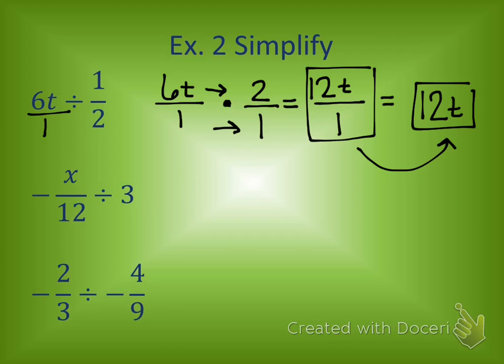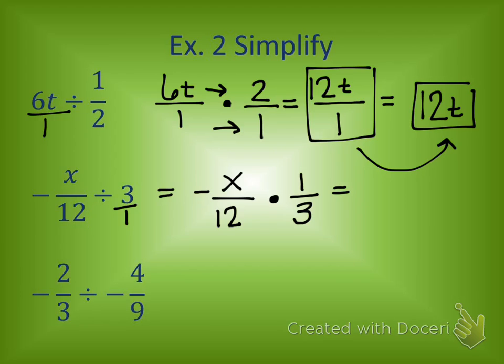All right? Next one. First step. What's my first step? The K in the KFC. Keep. All right? What am I keeping? Negative x over 12. What is the F in the KFC? Flip. What am I flipping? 3. How do I flip it? Put it over 1, and it's going to be 1/3. And what is the C in the KFC? Change. What am I changing? Division to multiplication.